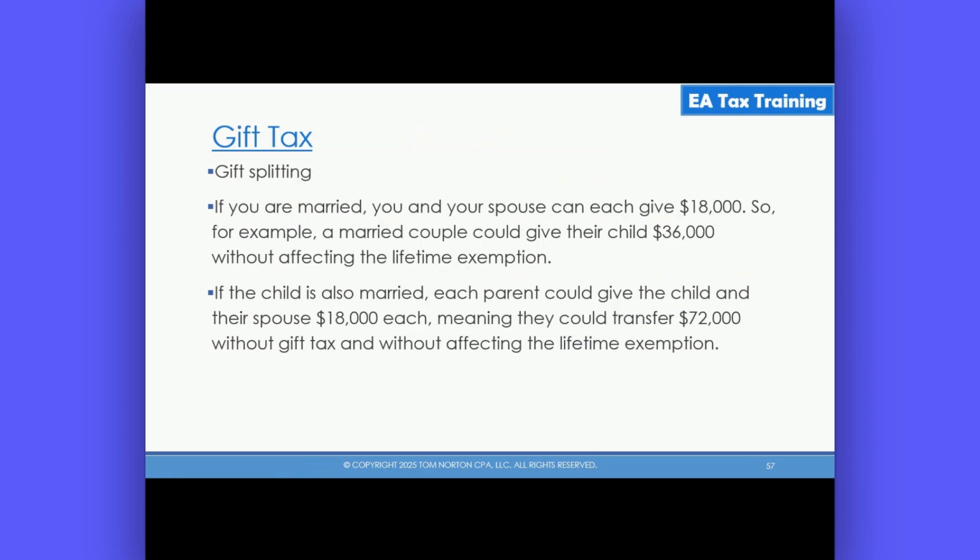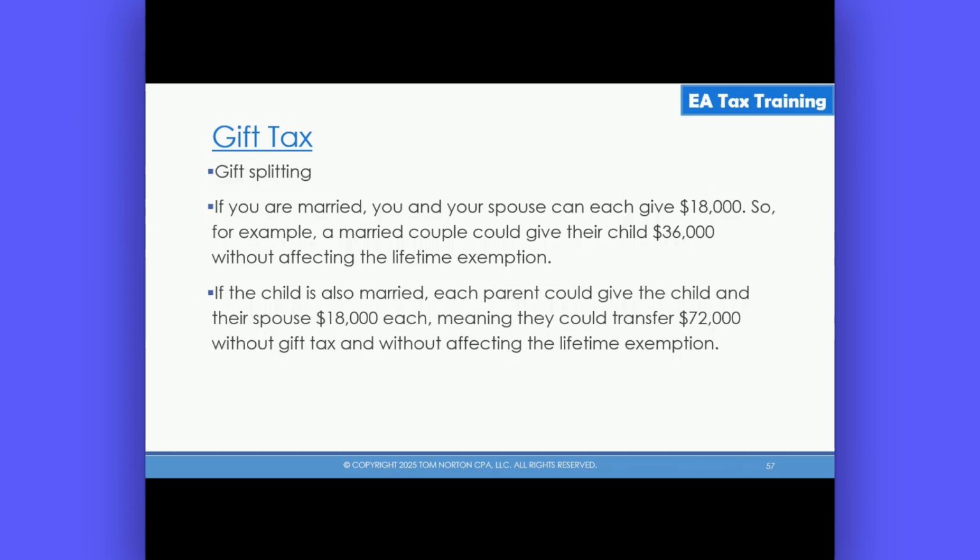There's also something called gift splitting. So this is if you are married. You and your spouse can each give $18,000. So for example, a married couple could give their child $36,000 without affecting the lifetime exemption. And it doesn't matter whose account it comes from. So maybe the husband and wife have separate accounts and the whole $36,000 comes from the wife's account and goes to the child. Doesn't matter. They are married. So you can just say, nope, $18,000 of that was from the husband, $18,000 of that was from the wife. And so that is called gift splitting. And then you don't have to worry about paying gift tax. And it doesn't affect the lifetime exemption.